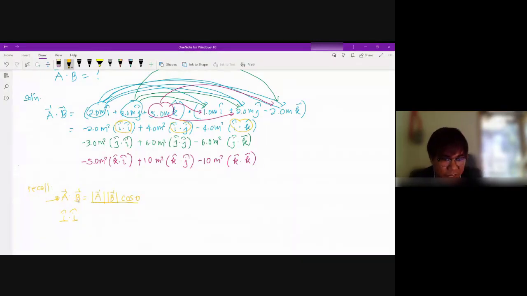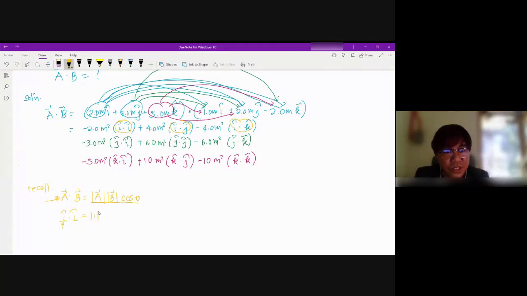Okay? So that would mean i hat dot i hat is equal to what? Let's solve it. The definition says we first need the magnitude of i hat. Now what's the magnitude of i hat? We know that the magnitude of i hat is just equal to 1, because it is a unit vector. So that is its definition.